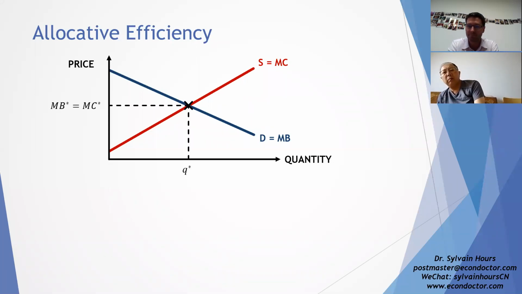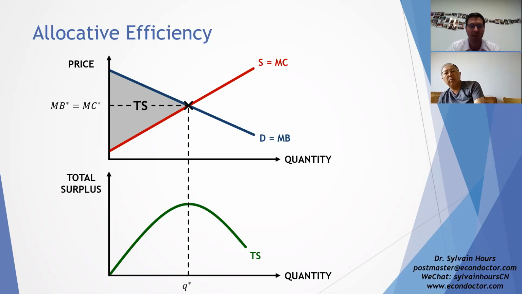If we produce this particular quantity, where the marginal cost is equal to the marginal benefit, total surplus is going to be maximized. So what you can do is something like that. On the bottom of your diagram, you draw another one that represents the total surplus. And you see that to the left of Q star, total surplus increases and it reaches a maximum at Q star, and then it starts to decrease after Q star.